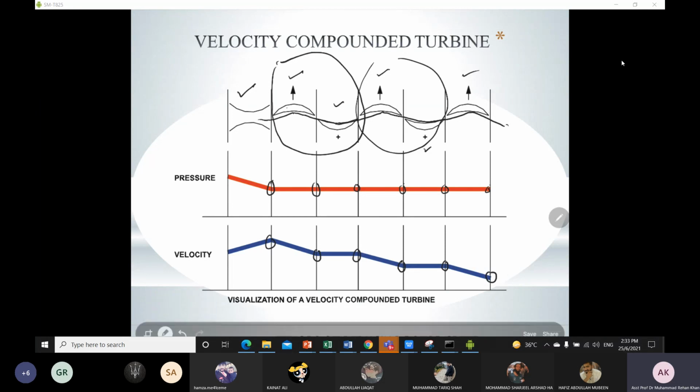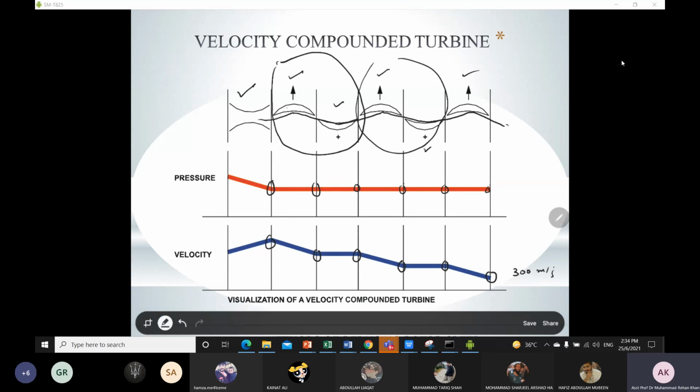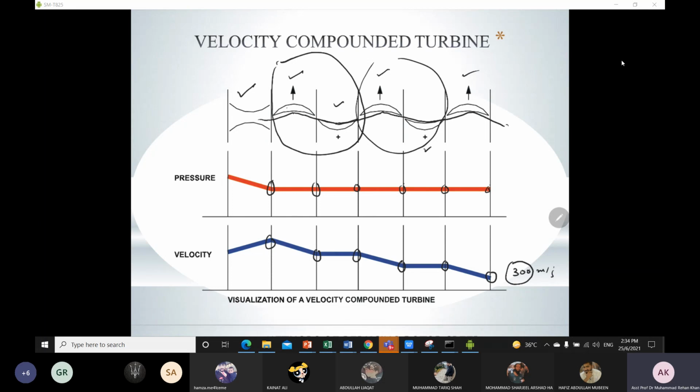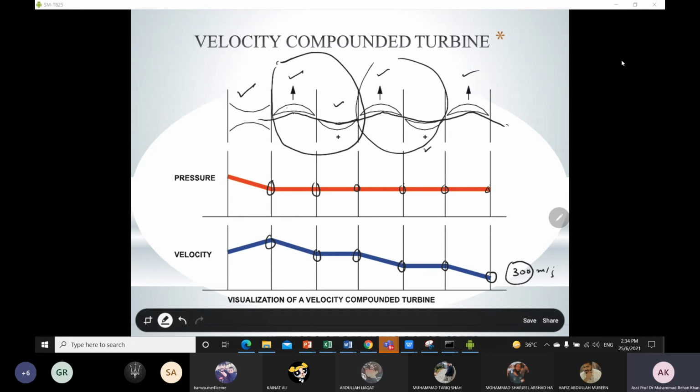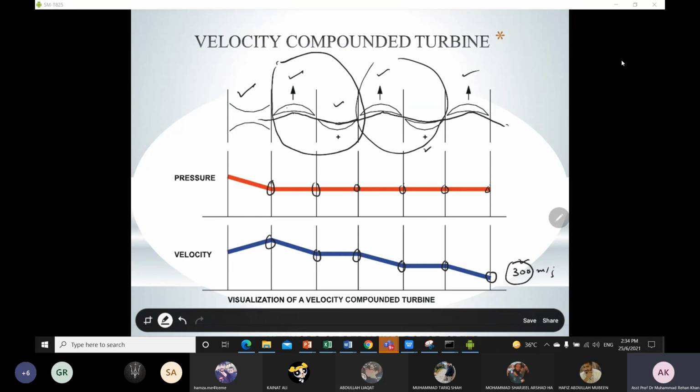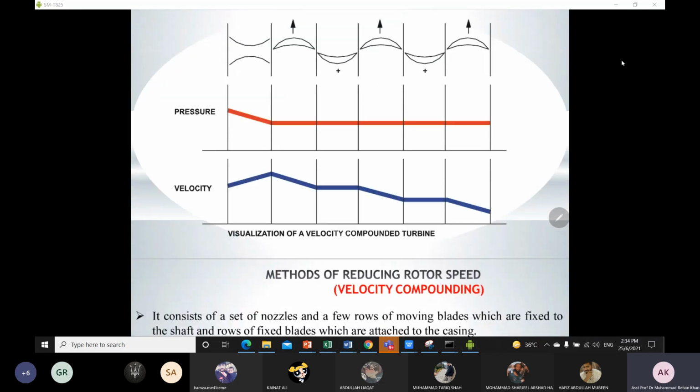So basically the purpose of this whole arrangement is, for example, if I want to get a rotor velocity of 300 meters per second, I want to make the configuration or number of stages like this so that I will get this value. This value is decided by the design engineer or by the requirement given to you as a design engineer. So you can design the configuration so that you get the 300 meters per second magnitude at the end of the stage. So this is the velocity compounding method to reduce the rotor speed.